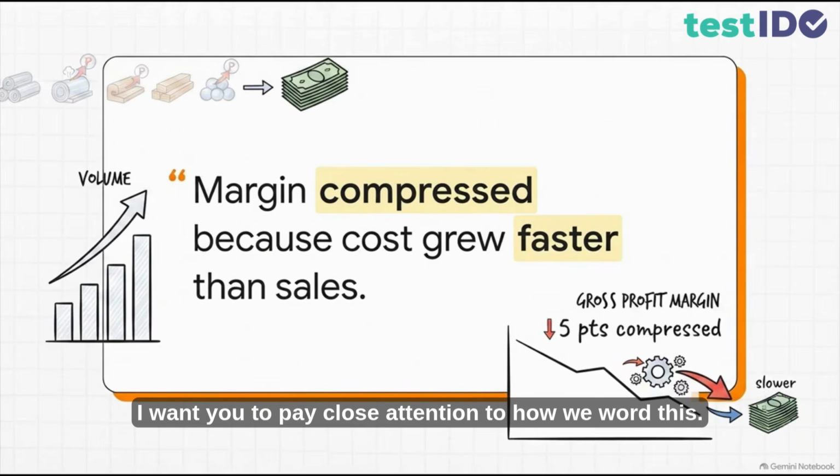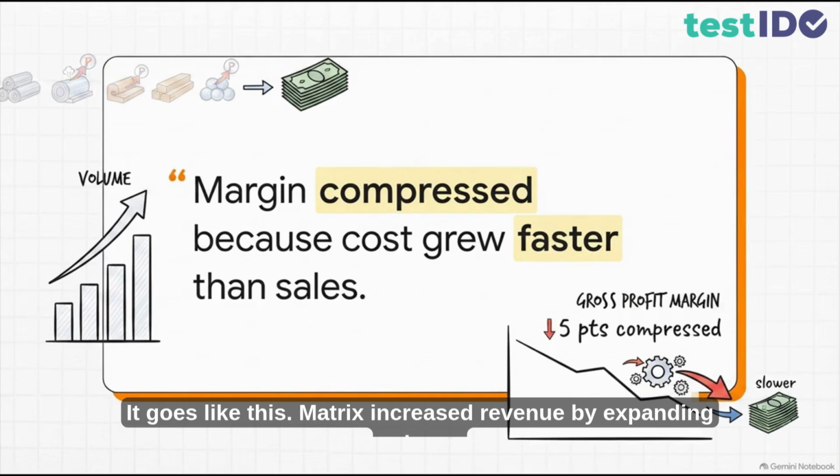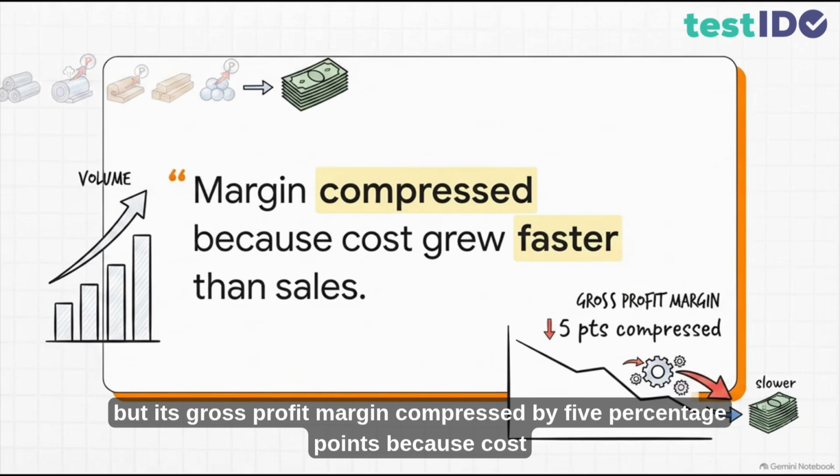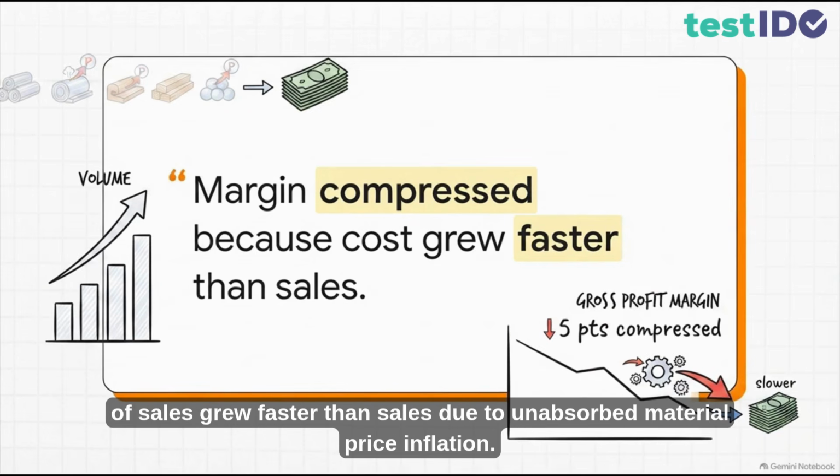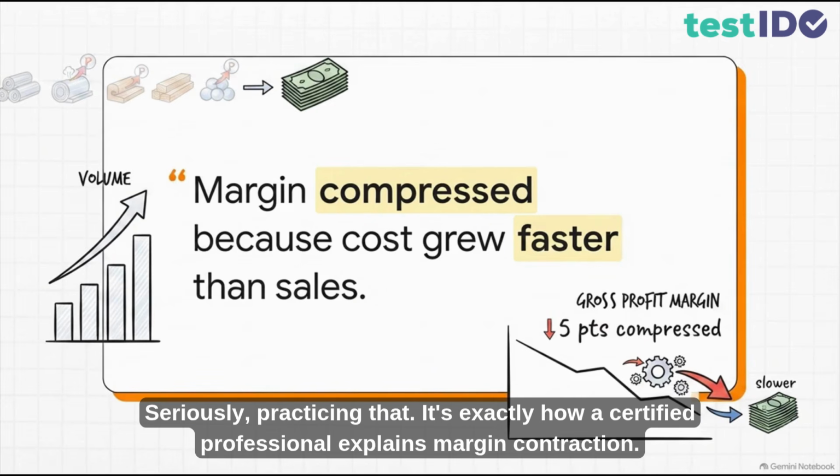Now, I want you to pay close attention to how we word this. If you get an essay question, using this exact phrasing is going to show the graders you truly know your stuff. It goes like this. Matrix increased revenue by expanding volume, but its gross profit margin compressed by 5 percentage points because cost of sales grew faster than sales due to unabsorbed material price inflation. Seriously, practice saying that. It's exactly how a certified professional explains margin contraction.